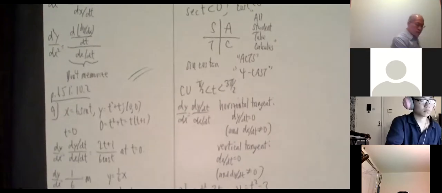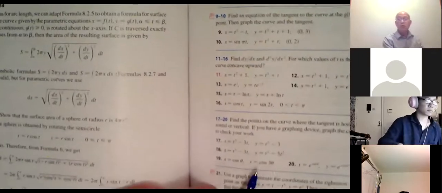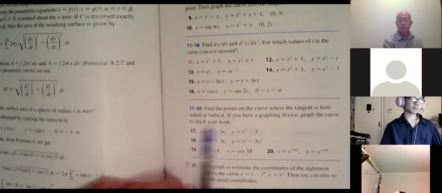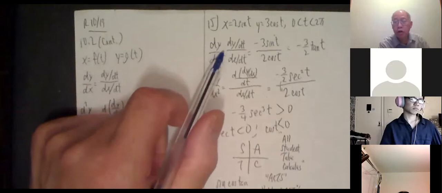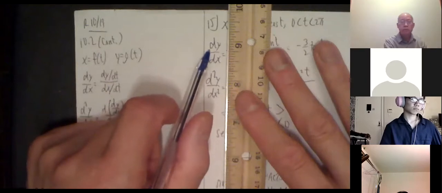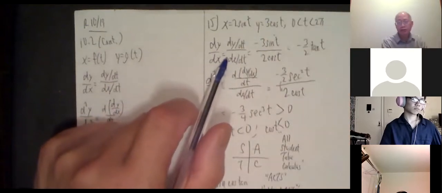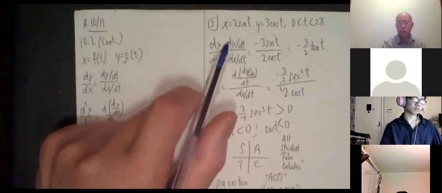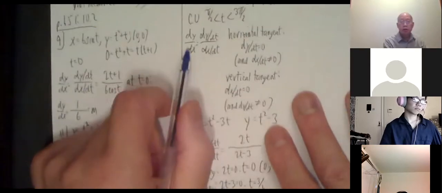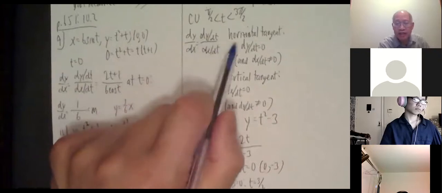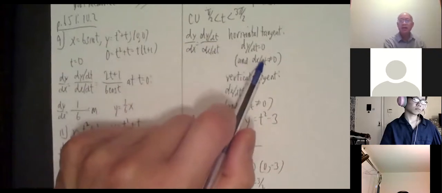Okay, then let's see. It says something about horizontal or vertical tangent. Let's go back to this. We've talked before about a horizontal tangent. Horizontal tangent means the derivative is equal to 0, right? I have a fraction. When is a fraction equal to 0? When the numerator is 0, but the denominator is not 0. So horizontal tangent means dy/dt is 0 and dx/dt is not equal to 0.